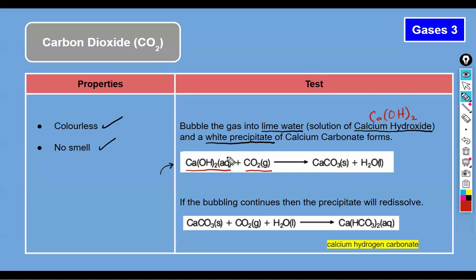And when you mix these two together, you get something called calcium carbonate. But notice the letter S, which means it forms a solid. That's the white precipitate. Calcium carbonate is a white solid. And then you get some water. But the white precipitate you are seeing is calcium carbonate.